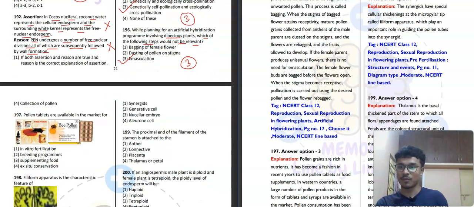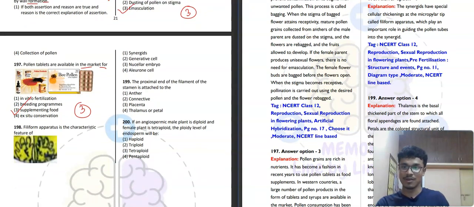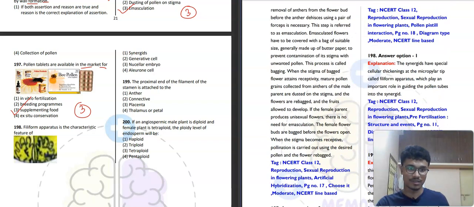197. Pollen tablets are available in the market for in vitro fertilization, breeding programs, supplementing food, or ex situ conservation. The pollen tablets are available in the market for supplementing food. The third option will be your correct answer for this question. The next one is 198. Filiform apparatus is the characteristic feature of synergid, generative cell, nuclear embryo, or aleurone layer. So the filiform apparatus is the characteristic feature of synergids. The first option will be the correct answer.